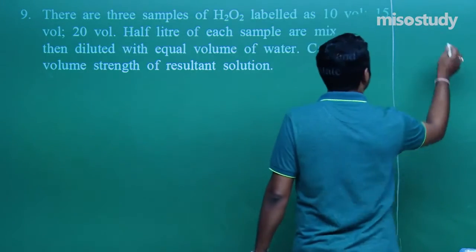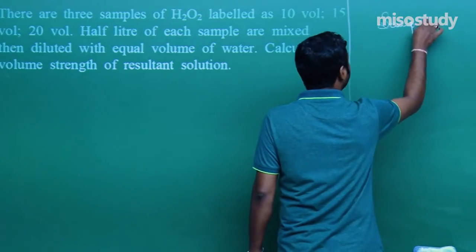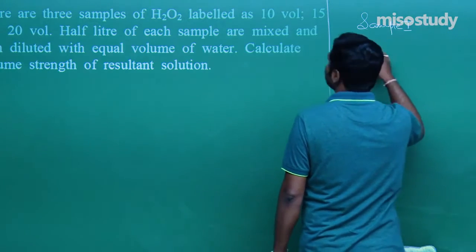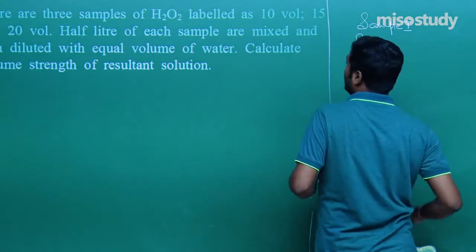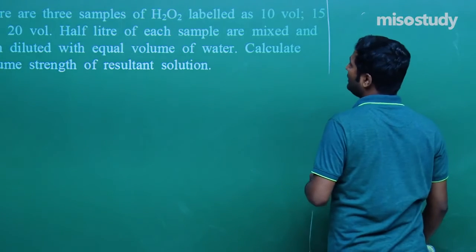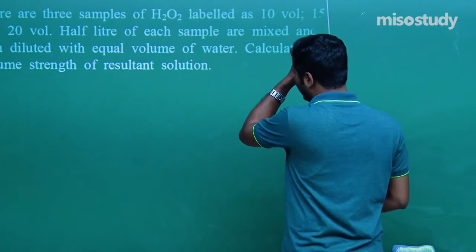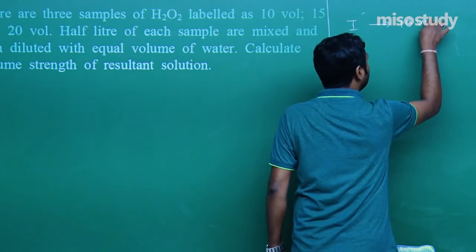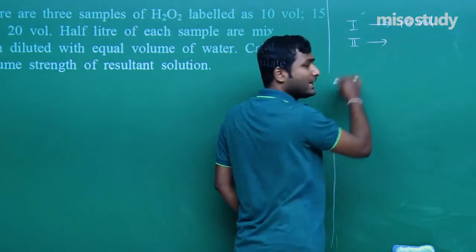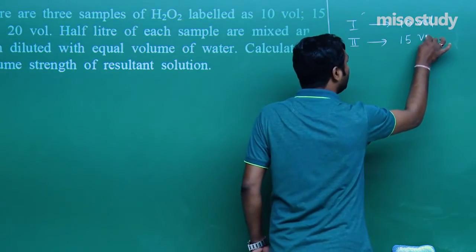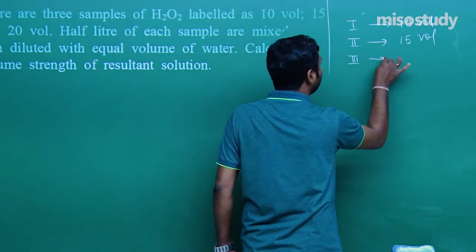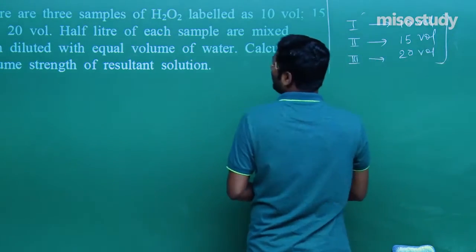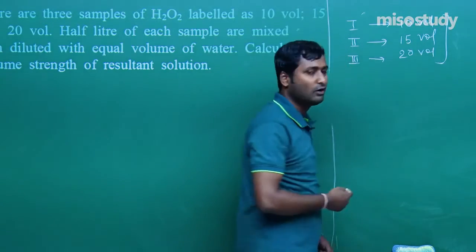3 samples. Sample 1 contains 10 volume, sample 2 contains 15 volume, and sample 3 contains 20 volume. What to find? What is the volume strength? That is, we need to find the normality.